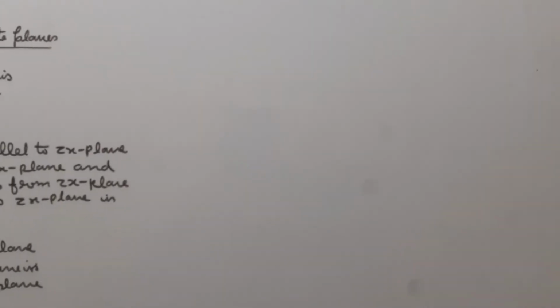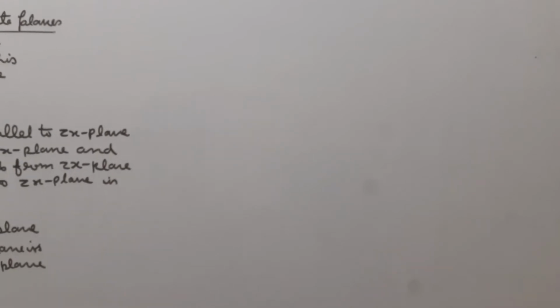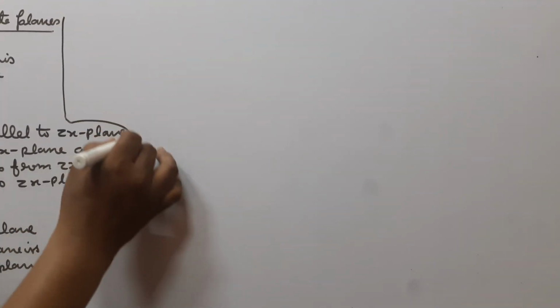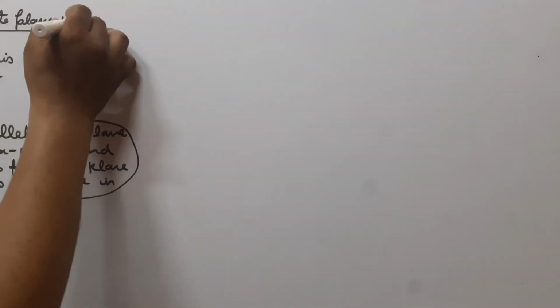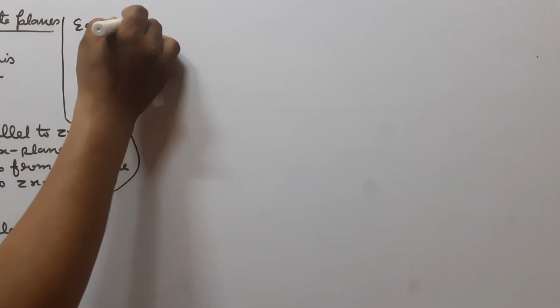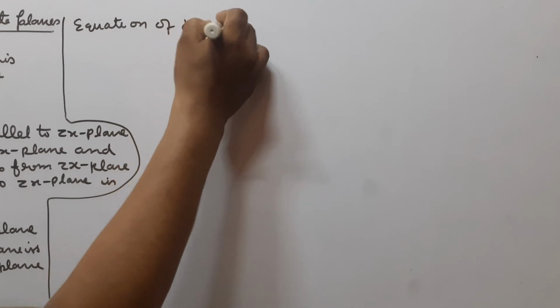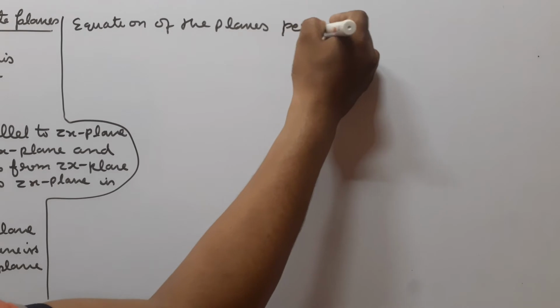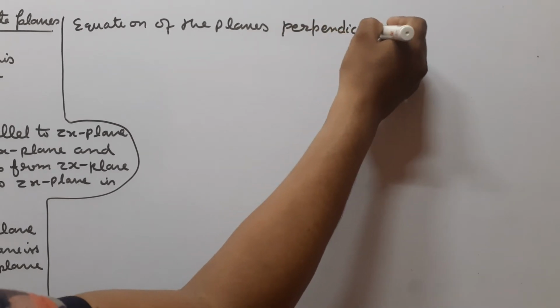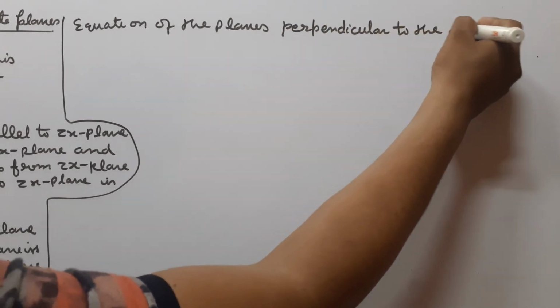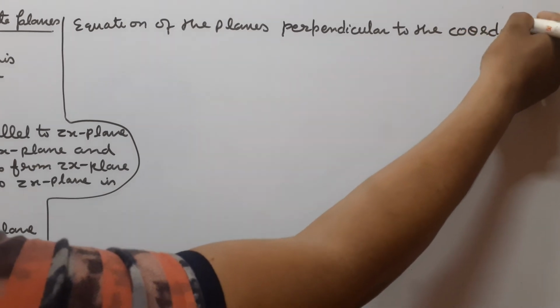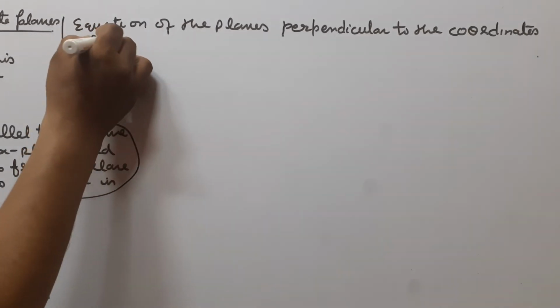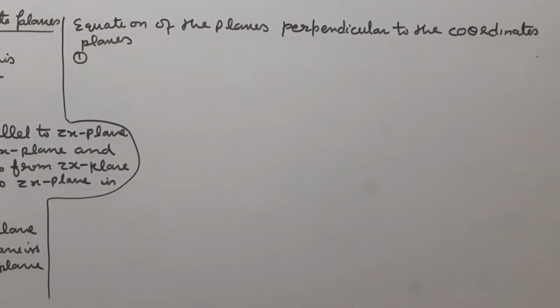Now we find the equation of the planes perpendicular to the coordinate planes. So first we have to find the equation of the plane perpendicular to the coordinate planes.